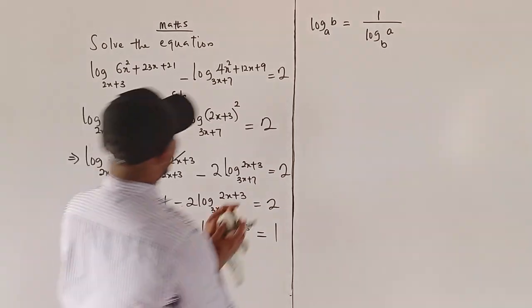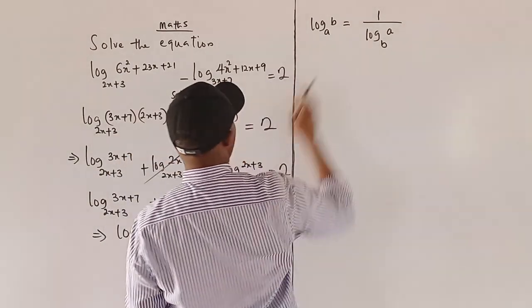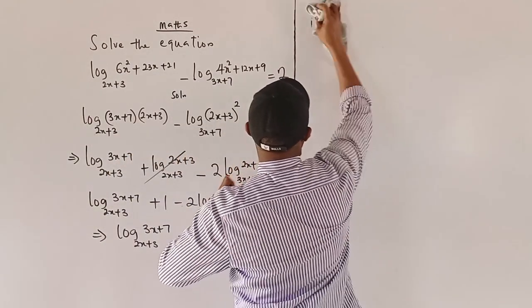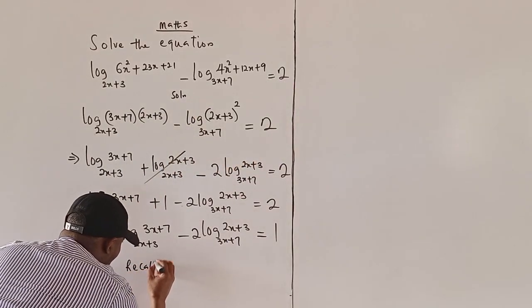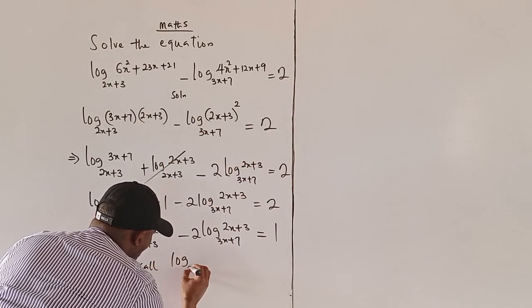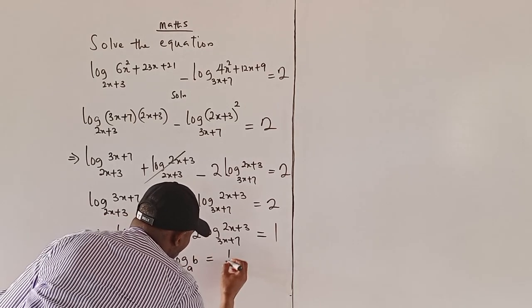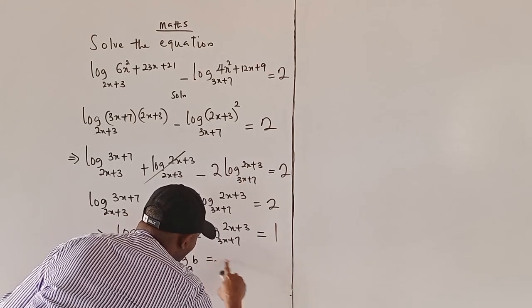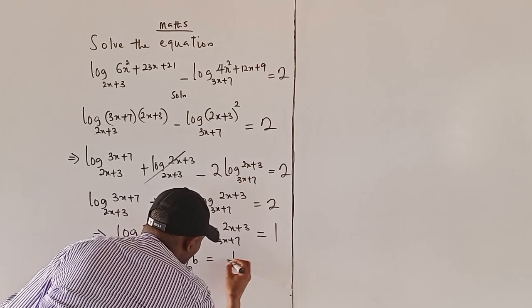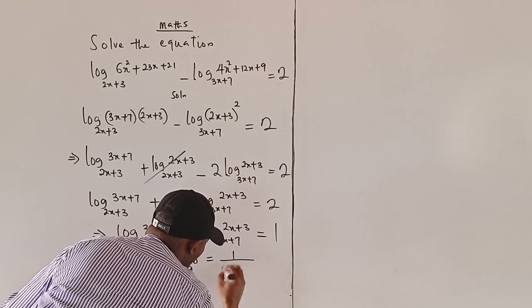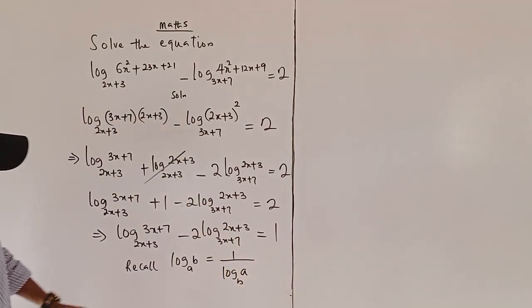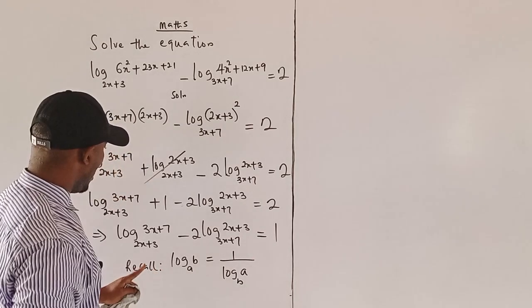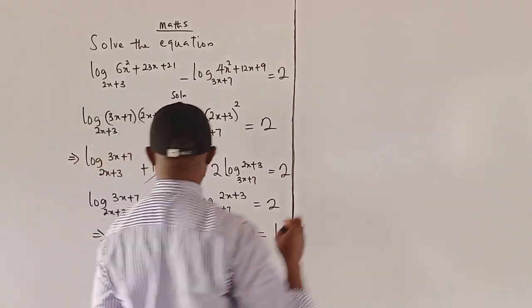This space may not be okay. I should come here. With this, let me bring this down here. It's better. Recall log to the base a of the argument b is equal to 1 upon log to the base b of the argument a. With this, we can then work on this.